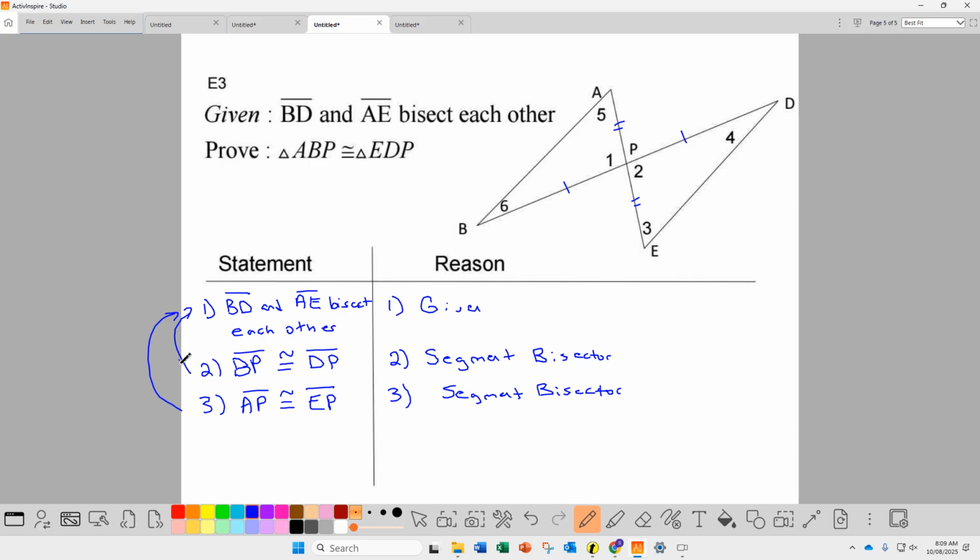Now you have to be able to look at this picture and tell me one more thing. What else do you know just looking at this picture? They're vertical angles. We've got a vertical angle here and here. So we can say on number 4 that angle 1 is congruent to angle 2 because vertical angles are congruent. I don't remember what it says on there. They can say vertical angles are congruent. Definition of vertical angles, they're congruent because they're vertical. You can word it a lot of different ways, but vertical angles are congruent.